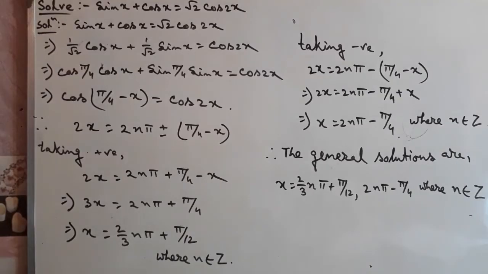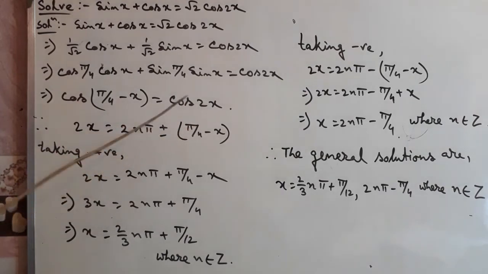Another problem, it is given that sin x plus cos x equal to root 2 cos 2x. So changing the side of root 2, 1 by root 2 cos x plus 1 by root 2 sin x, that is equal to cos 2x. 1 by root 2 means cos pi by 4, again 1 by root 2 means sin pi by 4. So cos a cos b plus sin a sin b, that is cos (a minus b), that is cos (pi by 4 minus x) equal to cos 2x.